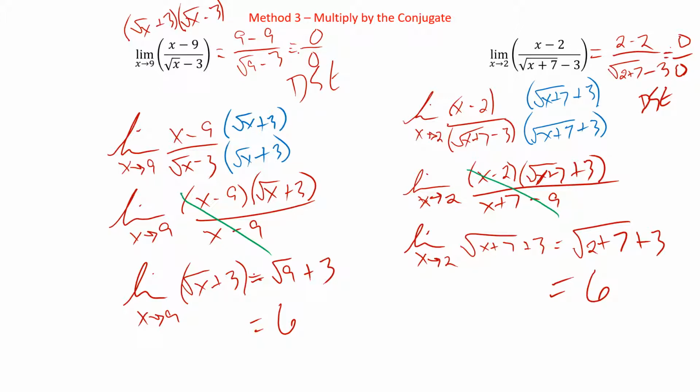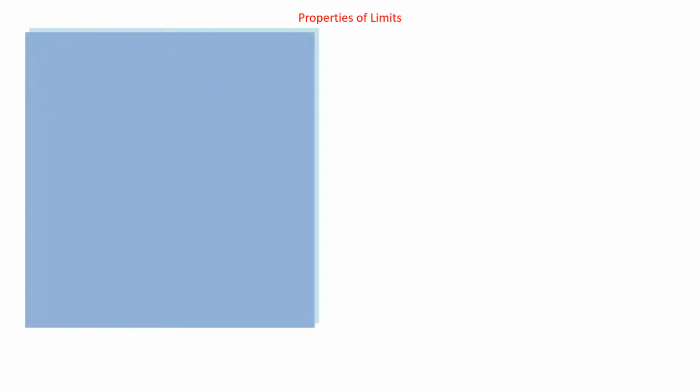There are more methods, but we're not there yet. But we will look at some properties of limits. There's lots of properties. Most of them make sense, like they're what you would expect anyway.